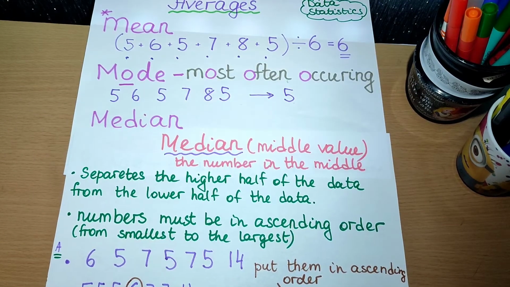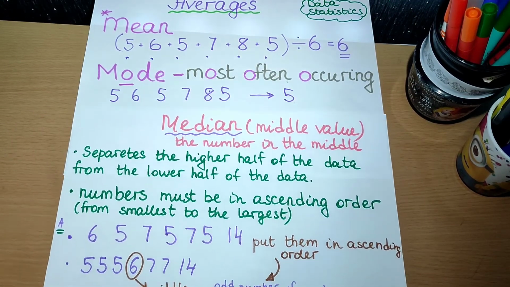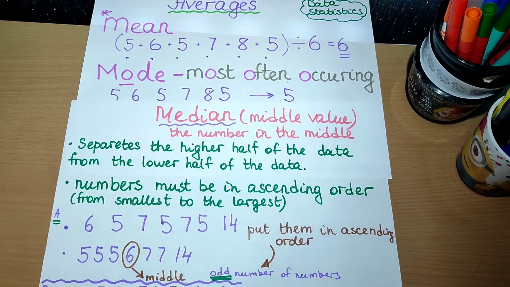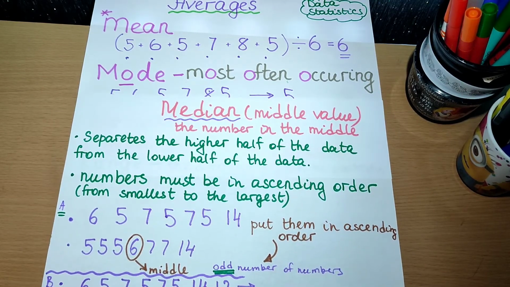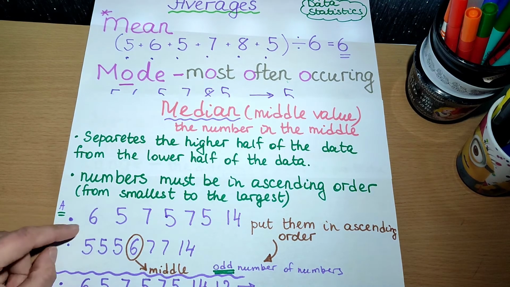Now we're going to look at median. Median is like a middle value, the middleman. It separates the higher half of the data from the lower half of the data, and quite often it's used for finding out average wage. So let's have a look at two examples.